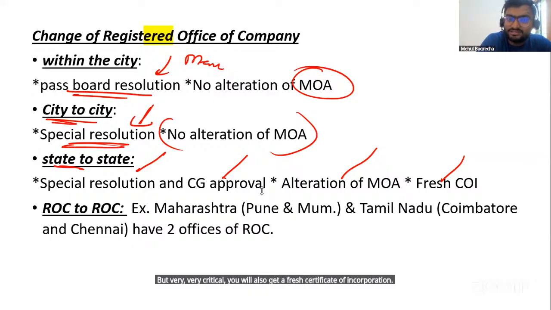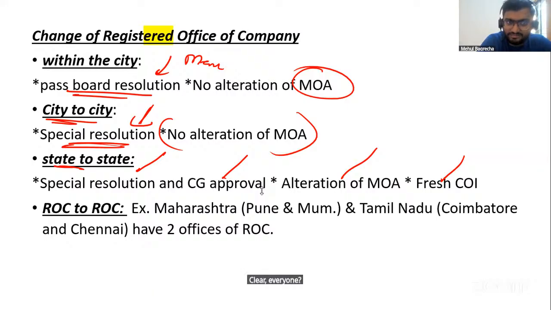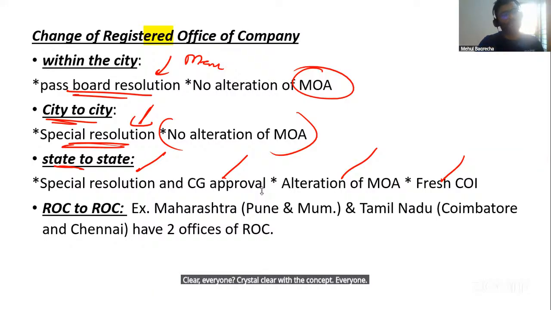Why? The certificate of incorporation earlier, which was given to you, was given by the daddy of Karnataka. Now, the certificate of incorporation which will be given will be by the daddy of Maharashtra. What do I mean by daddy? I'm talking about the registrar of companies. Clear, everyone? Crystal clear with the concept, everyone? Yes, sir. Now we go ahead with the next topic.